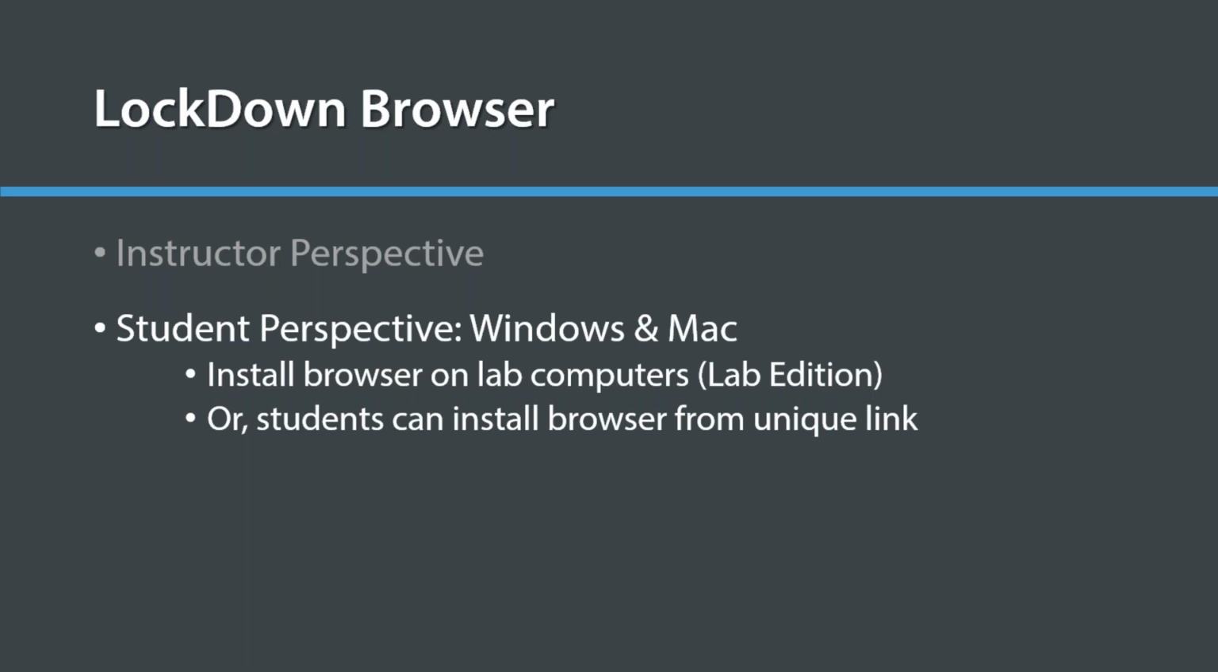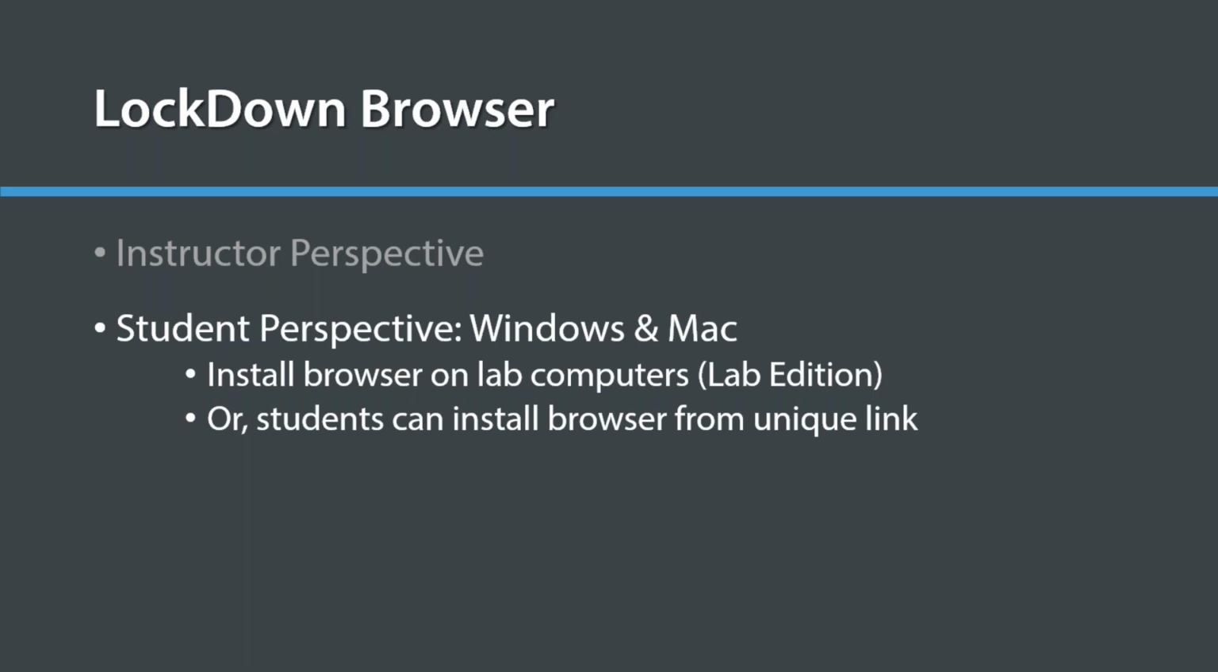There is one setup step that needs to happen no matter what version of LockDown browser they're using, and that is the browser or the app needs to be installed just once. Once it's installed, they can use it as much as they want to. This is not the same thing as a plugin or a download that you have to do every time you use it. Once it's installed, it's there forever or until you remove it. Just like Firefox and Safari and Chrome are installed on your computers.